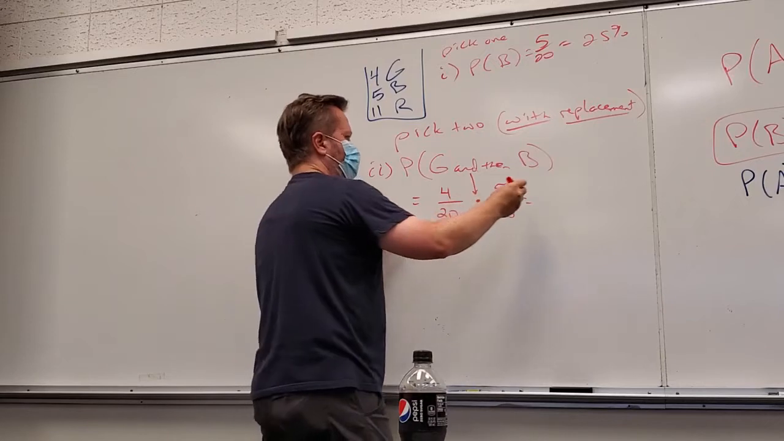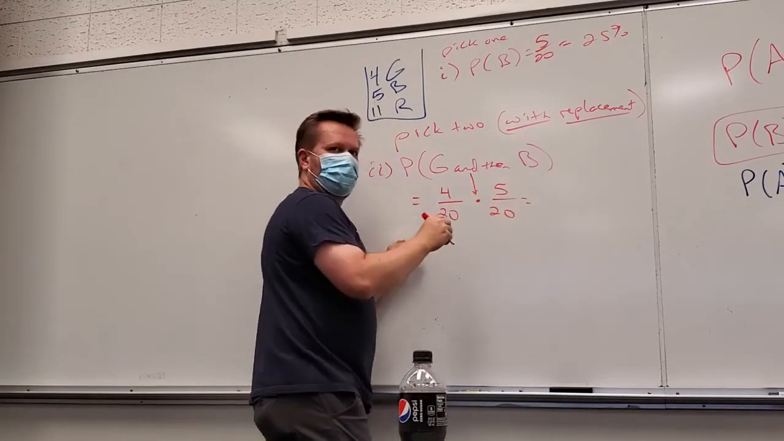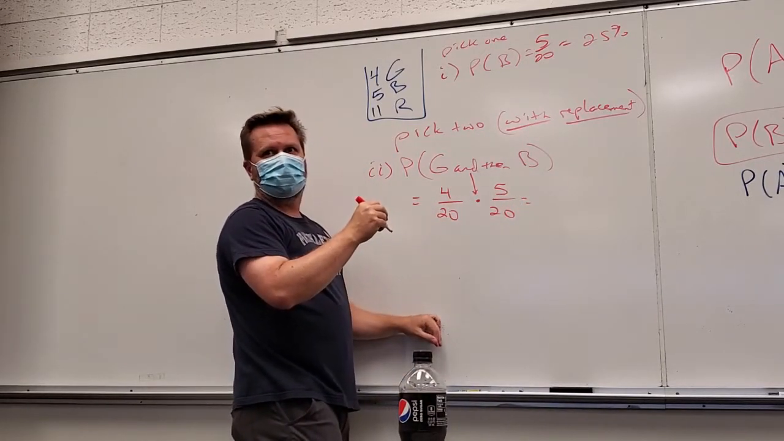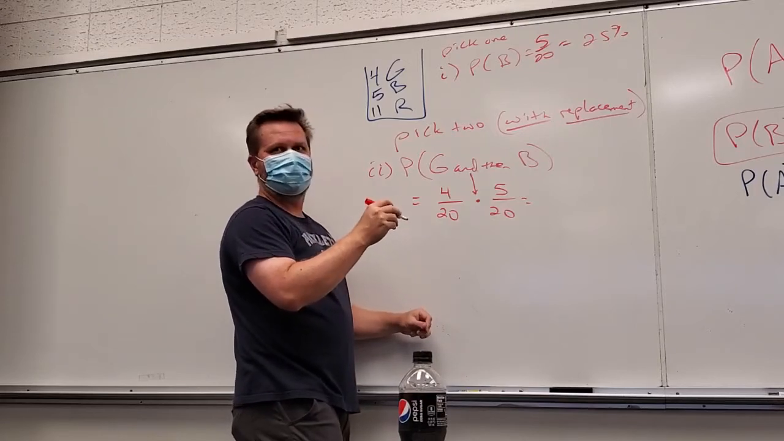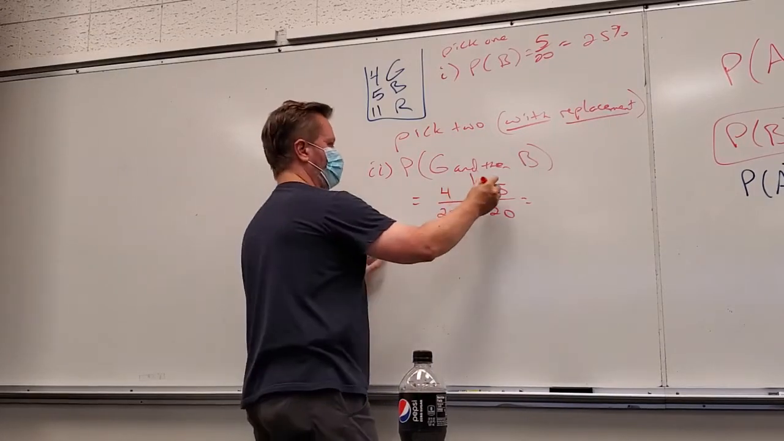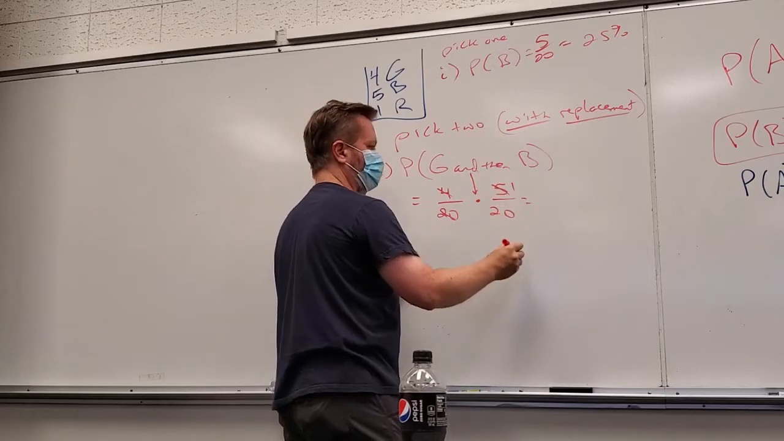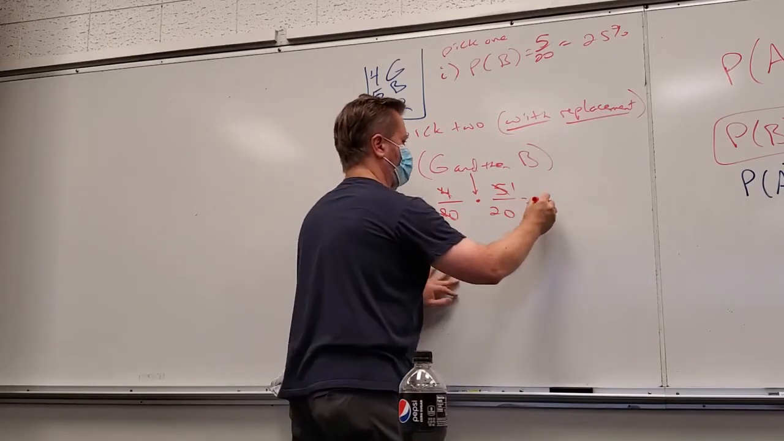So what does this come out to be? 20 over 400. Or even better, 20 divided by 20, 1 divided by 20, which is 5%, right? Yeah, 0.05.